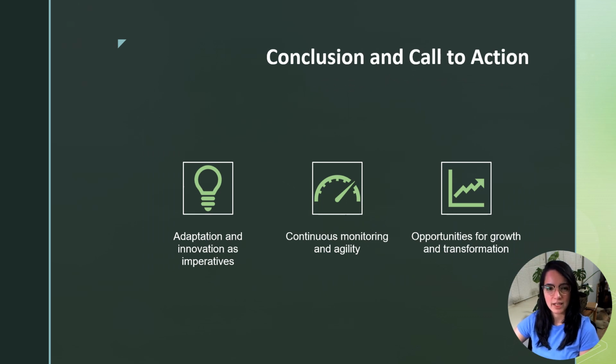As we conclude, it's clear that adaptation and innovation are imperative for businesses to thrive in the post-COVID supply chain landscape. Continuous monitoring of supply chain dynamics and the ability to adapt quickly to changes are essential for resilience and competitiveness. Despite the challenges, the post-COVID era presents opportunities for businesses to innovate, transform, and emerge stronger. By implementing strategic measures and leveraging new technologies, businesses can navigate the complexities of the post-pandemic world and build resilient supply chains for the future.